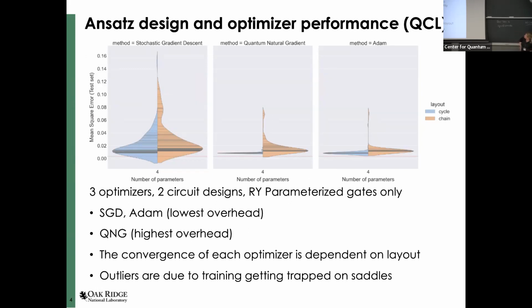And there are a couple of outliers. Again, this is only a subset of the data that we have trained. These are the absolute smallest circuits. The outliers are just where our training gets stuck on saddles. So that does happen.